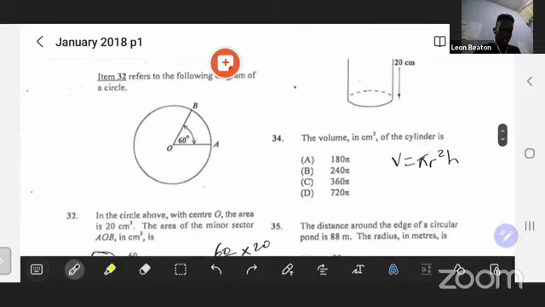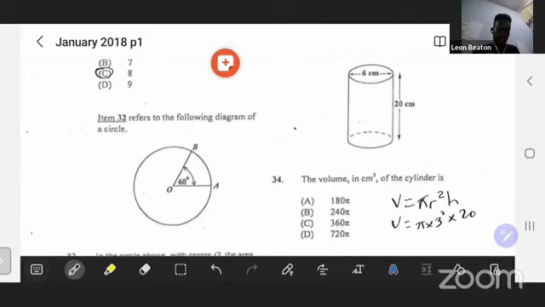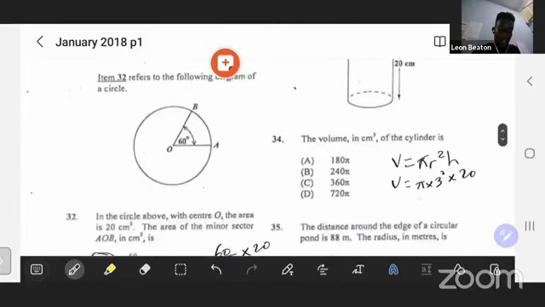So the volume is pi times r squared times h. They give us the diameter, which is 6, so the radius will be half of that. So that would be pi times 3 to the second power times the height, which is 20. So this would be pi times 9 times 20. 20 times 9 is 180. So 180 pi. So that answer there is A.